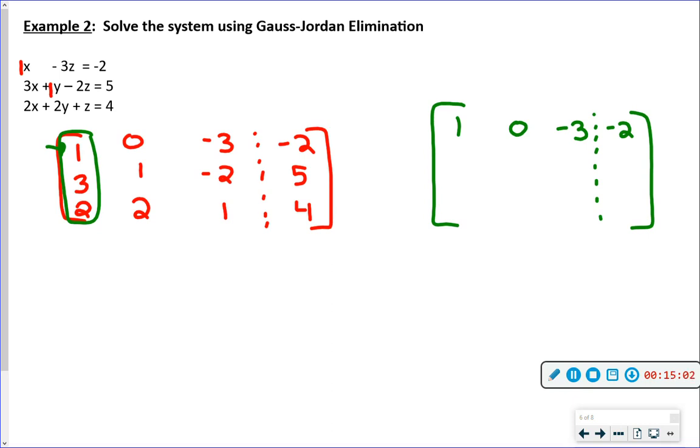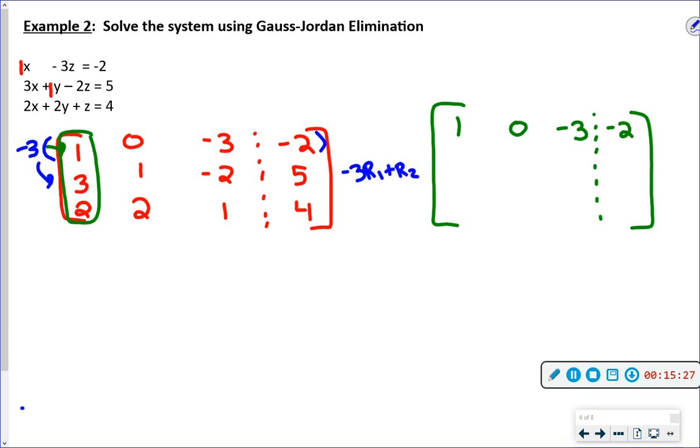Now, it doesn't matter if you do the 3 or the 2 first. They both have to be converted to 0. So I'm just going to do the 3 next. What cancels out a 3? So I'm going to use my 1, the top row. We're going to times it by -3, and then we're going to add it to the middle one. So my fancy row operation, if you want to write it out fancy, -3, top row, add to the middle.